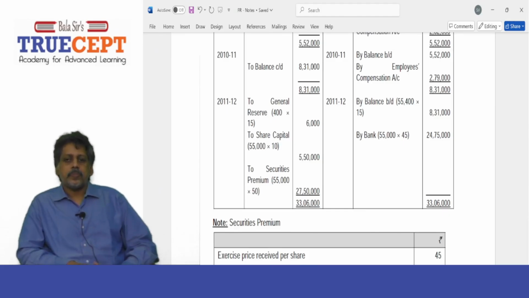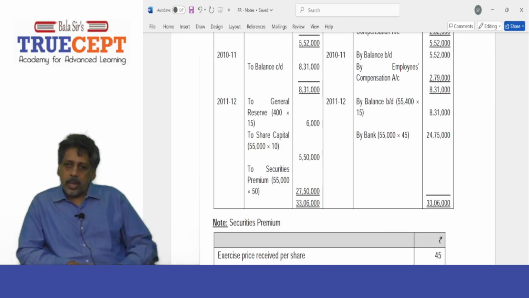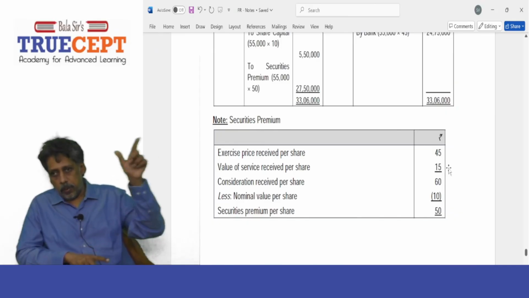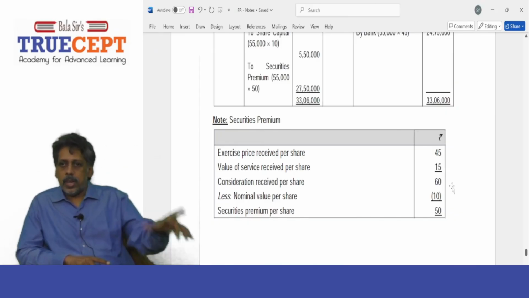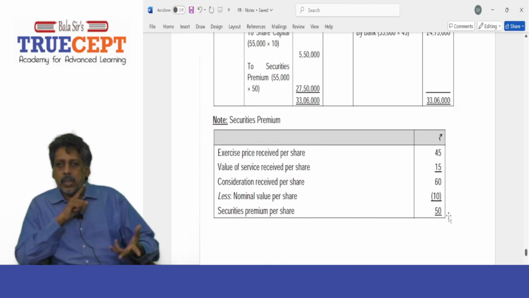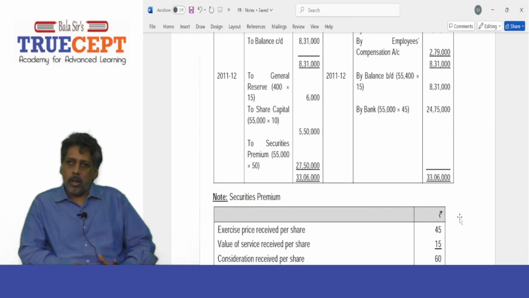Very simple. Now tell me, there's a note given below. How much have we collected from the employees on every share? 45 rupees in cash. And how much we got from them through service? 15 rupees. In all, 60 rupees we collected. Of that, 10 rupees goes to share capital. The balance of 50 rupees is taken to securities premium. So 55,000 shares allotted into rupees 50 will be the amount transferred to securities premium account. 27,50,000. That is all, account tallied.